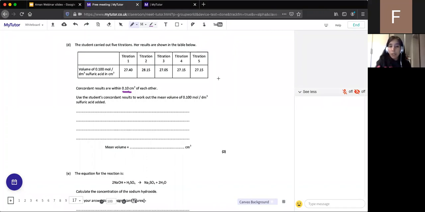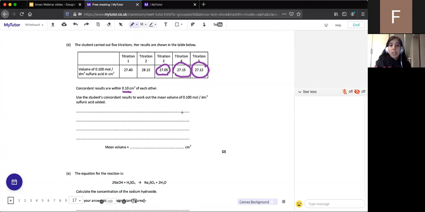Does anyone know which results are within 0.1 of each other? I'll tell you there are. Okay, someone's saying 3 and 5, almost, you're missing 1. Someone's saying 3, 4, okay, and finally, so it's 3, 4, and 5. These two are definitely concordant, they're exactly the same, and this one is also concordant. It's within 0.1 centimeters cubed, so those 3 are all concordant.